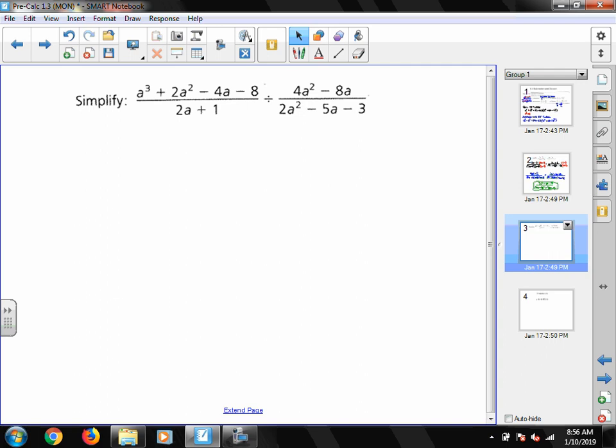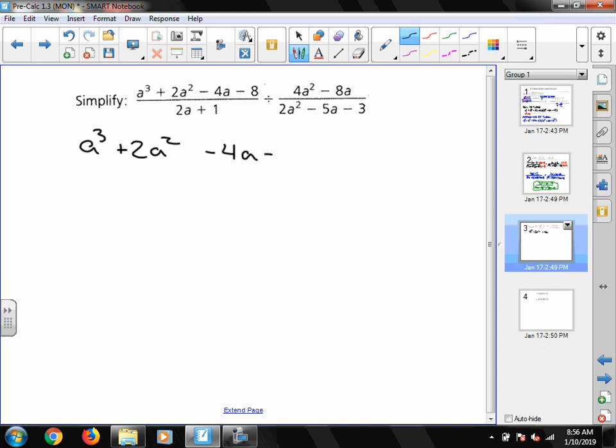So to factor this, what I'm going to do is take a cubed plus 2a squared minus 4a minus 8. If you're not in college algebra, that's fine. We talked about this last year in Algebra 2, so hopefully it comes back to you right away.